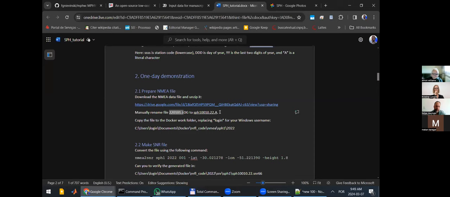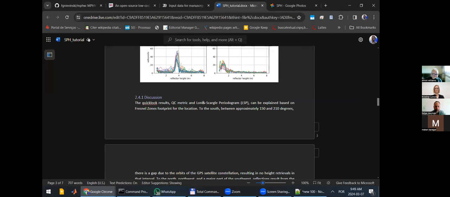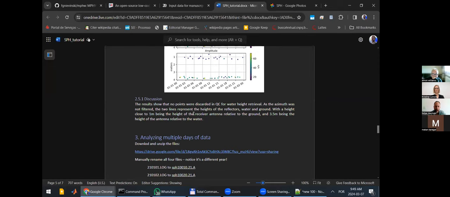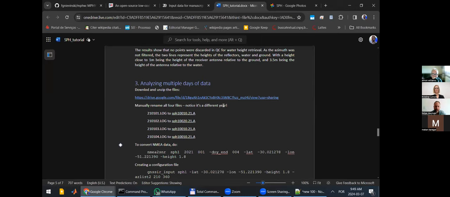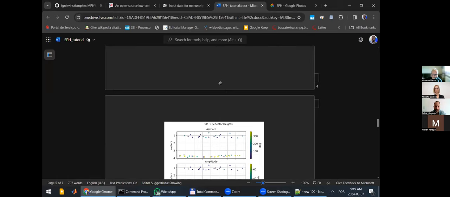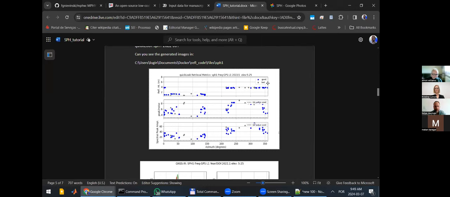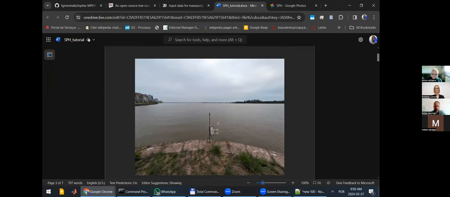We have this demo, which has to be posted on Read the Docs. It's something that a PhD student of mine, Manuela, prepared. She does one week, so that anyone who has not done this before knows how, instead of doing a full year of data. Here, what she highlights is the importance of selecting the azimuth, because you get reflections from the water and you get reflections from the ground. And obviously you need to set up a proper mask. So that's all I had to share at the moment.